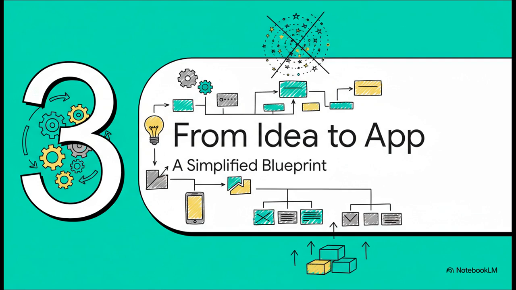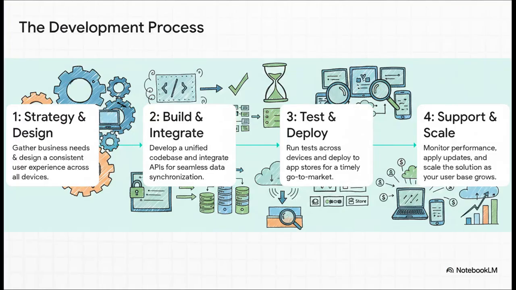What's the process? Well, it's not magic, but it is a really smart, strategic way of doing things. Let's break down the basic blueprint for taking an idea and turning it into an app that works everywhere. It really breaks down into 4 main stages. First, strategy and design. This is where you figure out a look and feel that's going to be awesome on any screen size. Then, step 2, you build it. Developers get to work writing that one unified code base.